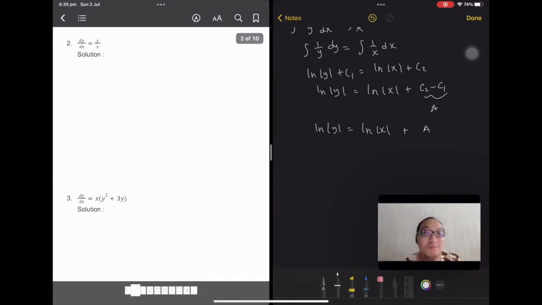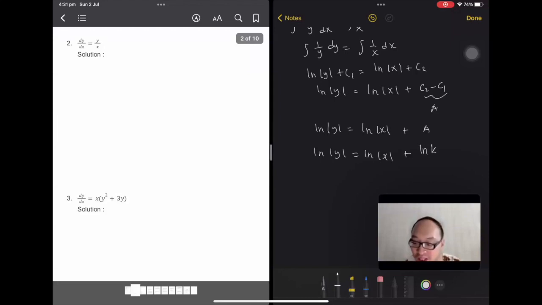Now, how do we make y the subject? Both sides contain ln. If we want to use the properties of ln, we have to change a into the form of ln. So we can change a into ln k. A is a constant, so I can express this as another constant, which is ln k. It doesn't change the meaning. So ln y equals ln x plus ln k.